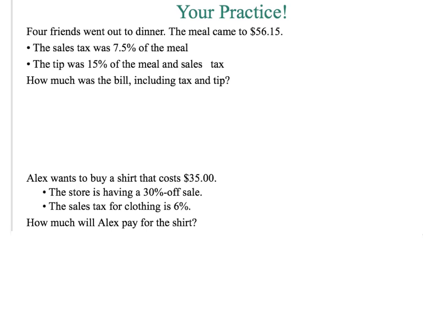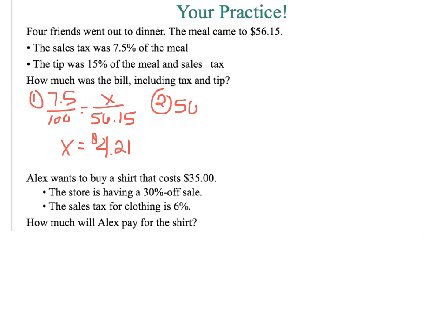So now it's time to practice. Go ahead right now and solve the first problem completely on your own. You should have 4 steps. Put in your answer when you're done. Alright, so my first step is going to be to solve for my tax. We should have 7.5 over 100 equals X over my bill. And when I solve, I get X equals $4.21 for my tax. My second step needs to be to add.